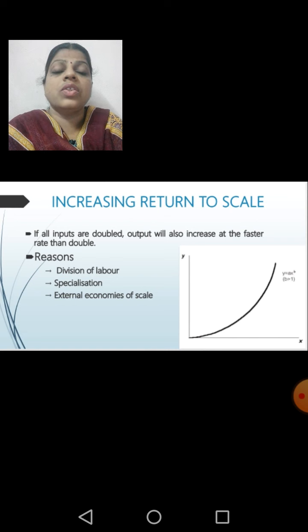The reasons for increasing returns to scale are the strategies that we have adopted in our company: the division of labor, specialization, and the external economies of scale. These are the three reasons for increasing returns to scale. So children, these are the different strategies to increase the profitability of the institutions or the companies.